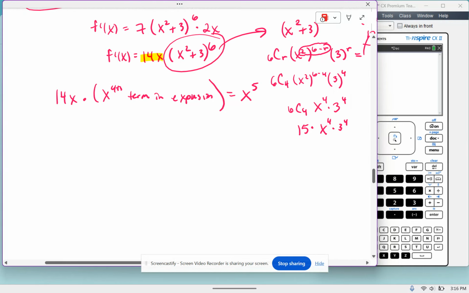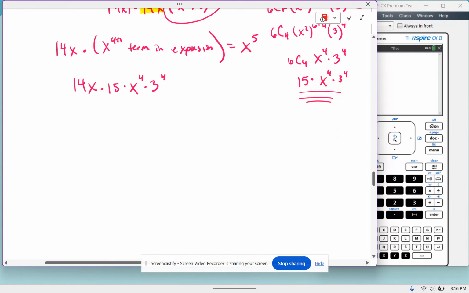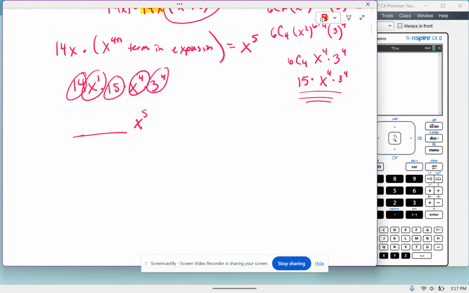Okay, so now we've got 14x times this garbage. And type all this stuff in your calculator. What do you get? You're going to do this, this, this, all times. These are going to become x to the fifth. What's the coefficient? 15,000. Yeah, good job. All right, cool.